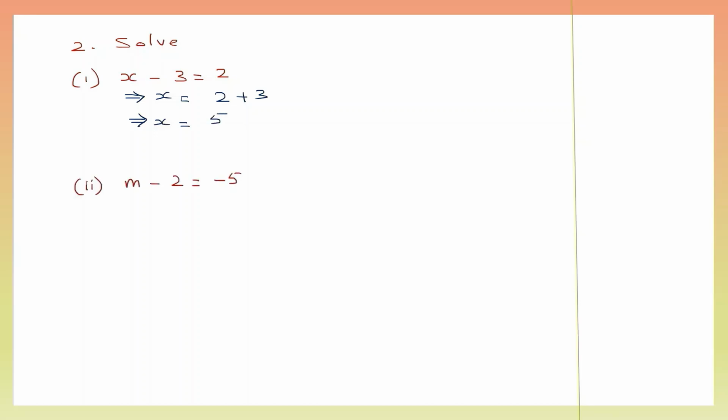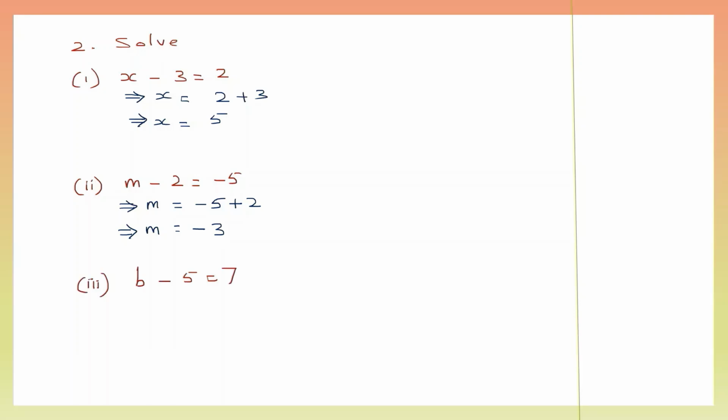Question 2, m minus 2 equals minus 5. So let's solve for m. m equals minus 5, transpose minus 2 to the other side, it becomes plus 2. So what is the value of m? Now here we have minus 5 plus 2, signs are different, put the sign of the bigger number, minus, and subtract. 5 minus 2 is 3. So the value of m is minus 3.